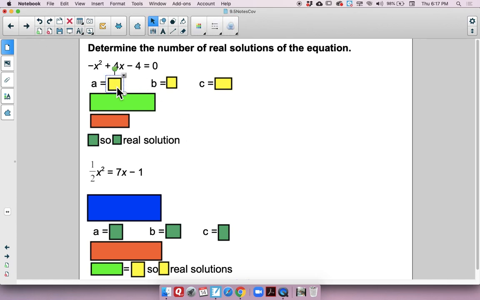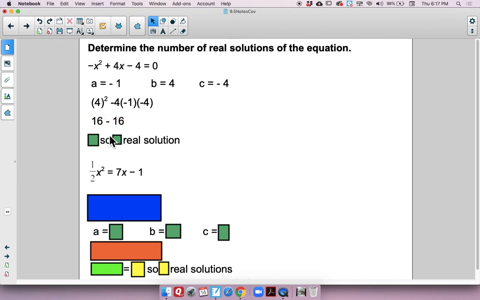All right, so hopefully you noticed it already was in standard form. Discriminant. Again, 16 minus 16, another situation where we end up getting 0. So there's 1 real solution. Nice. Okay, and try this next one.